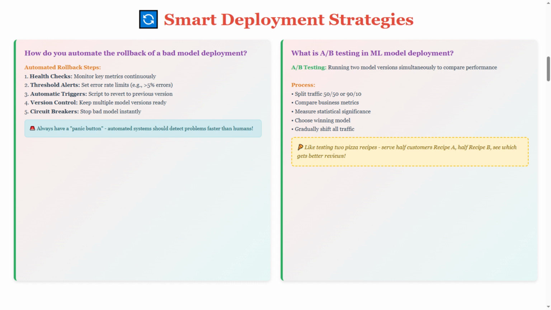The process involves splitting traffic 50-50 or 90-10, comparing business metrics, measuring statistical significance, choosing the winning model, and gradually shifting all traffic. Our analogy section explains, like testing two pizza recipes, serve half the customers recipe A, half recipe B, see which gets better reviews.